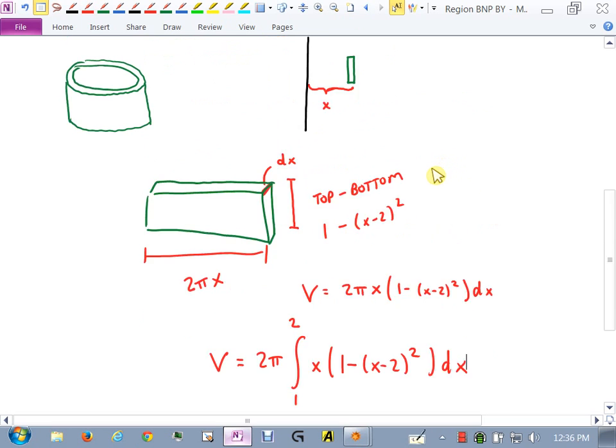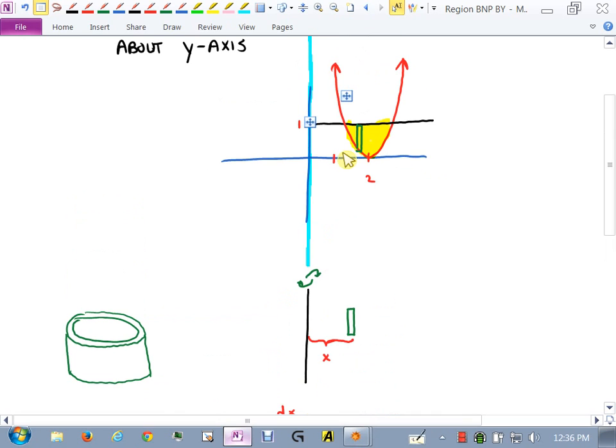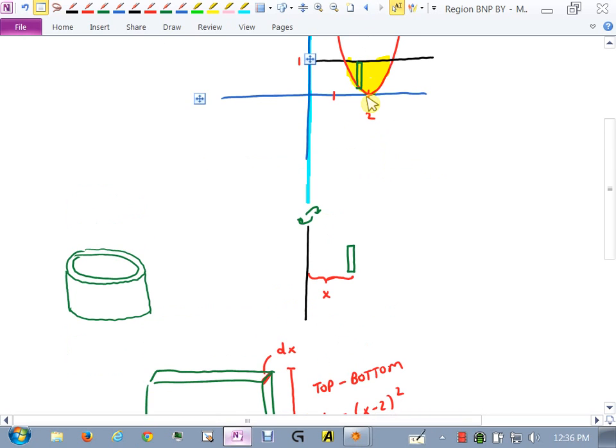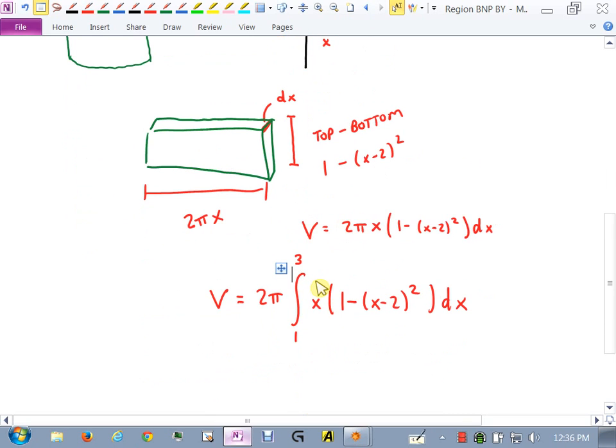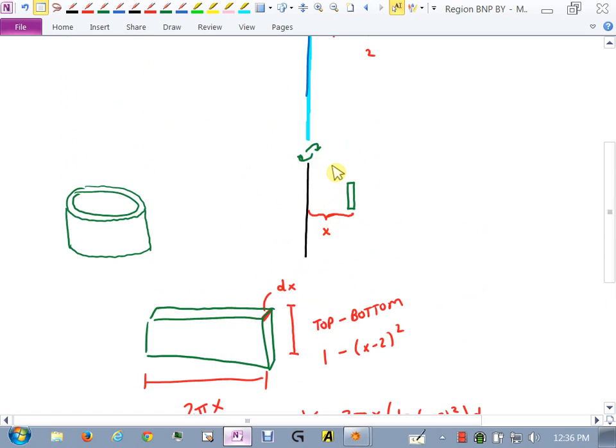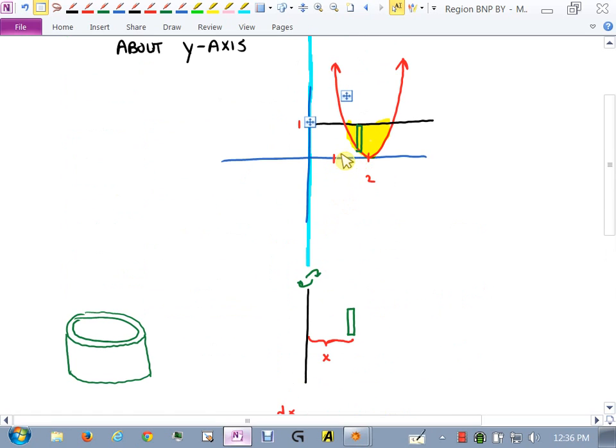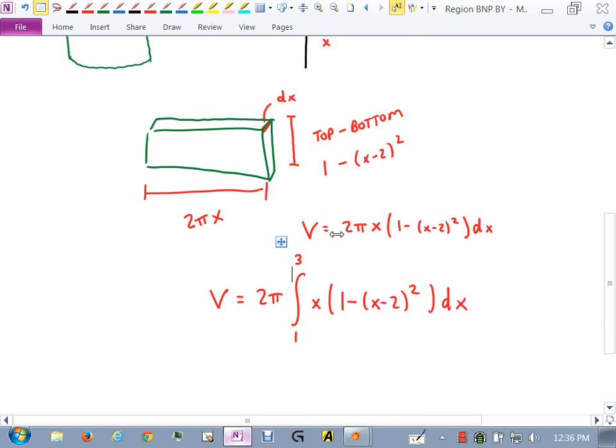Is it 1 and 3? Oh, yeah. 2 is the middle. No, we want to go all the way. 3, yes. That's why everyone's like, what? 1 to 3. Yeah, 1 to 2 would only take you halfway. You want to go all the way to the next intersection, which would be 3. Does that kind of make sense?